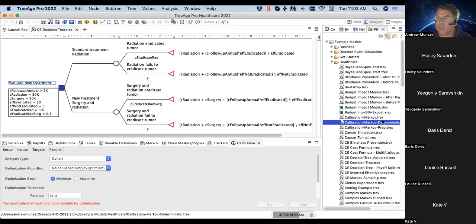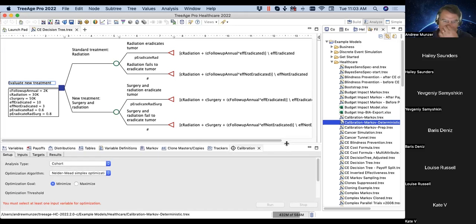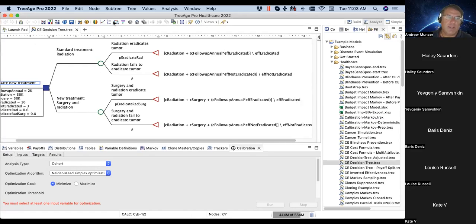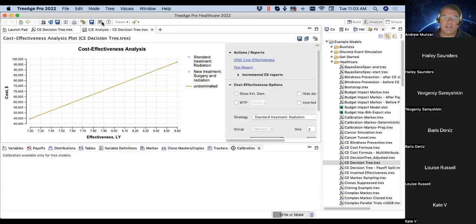Now, I'm just going to use this healthcare model. It's CE decision tree. It's just a very, very simple decision tree. We've used this for training for a very long time. And it's kind of irrelevant how simple the model is. It's just a decision tree with 2 treatments. And essentially, when you're analyzing this model, you'd run a cost-effectiveness analysis. This isn't what I'm here to talk to you about. I'm just setting the stage.